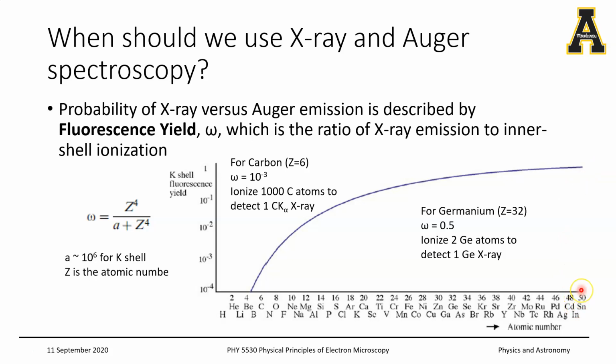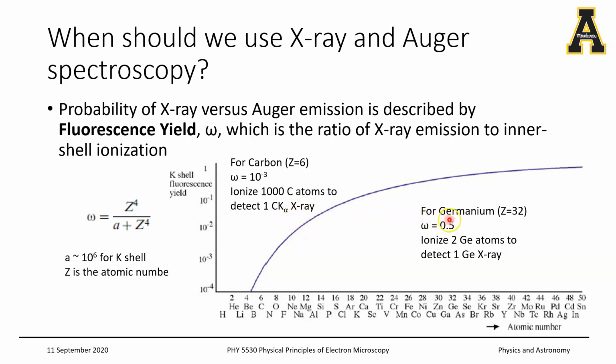So for higher atomic numbers, for every inner shell ionization, you have an X-ray generated, approximately close to 1, right? So let's take two cases. You have carbon, which has Z equal to 6. If you put 6 to the power 4, you're going to get a number close to 10 to the negative 3, right? So that's your yield. What that basically means is, if you are able to ionize 1,000 carbon atoms, you can generate 1 carbon K alpha X-ray. So the yield of the X-ray is very, very low.